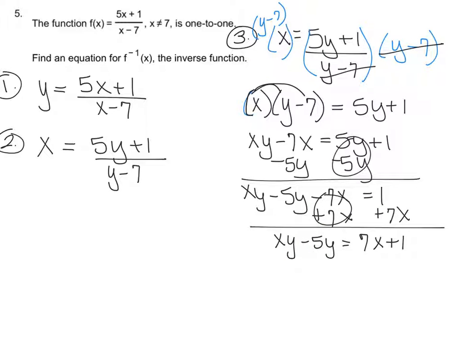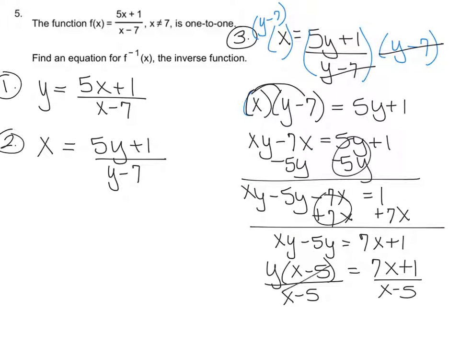Next, I'm going to factor out a y on the left side. So I have y times x minus 5 equals 7x plus 1. And this allows me to isolate the y by dividing both sides by x minus 5. So I have y equals 7x plus 1 divided by x minus 5.